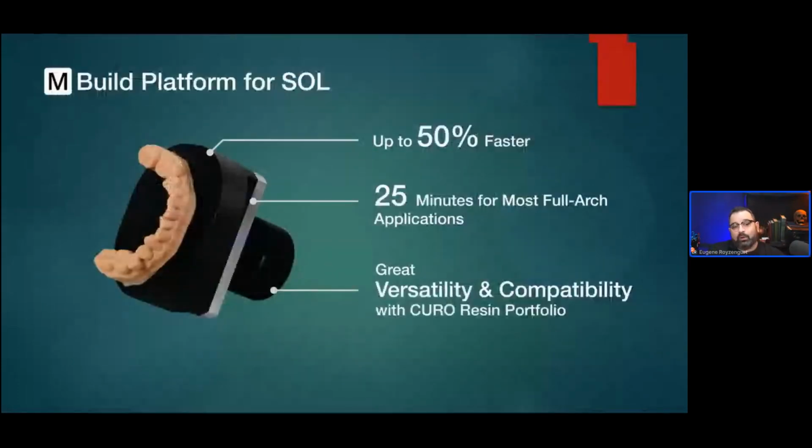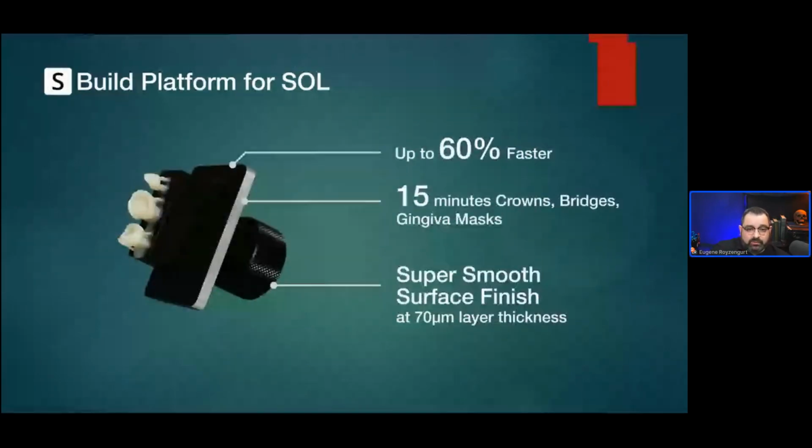Okay, and one of the cooler things that I really like about it is the build plate. It comes with a large build plate that you can print on, but you can also get the medium and the small build plates. What that allows you to do is build something faster. So with a small plate, you can print 60% faster. So let's say you need to print a couple of crowns or a small bridge like a hybrid bridge, you can use that small plate and you get a better print.